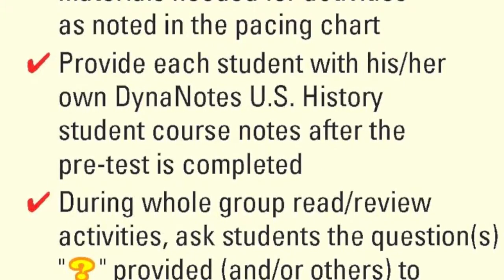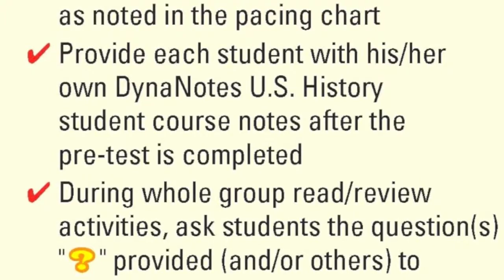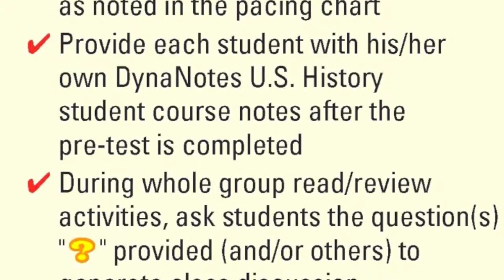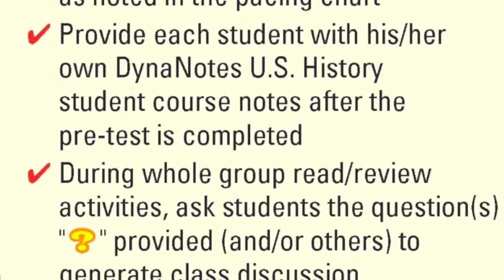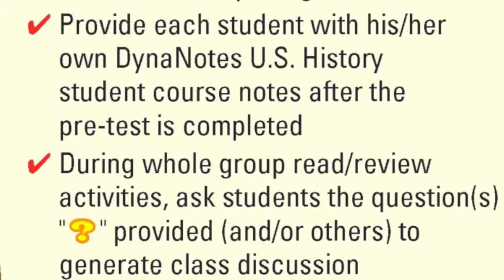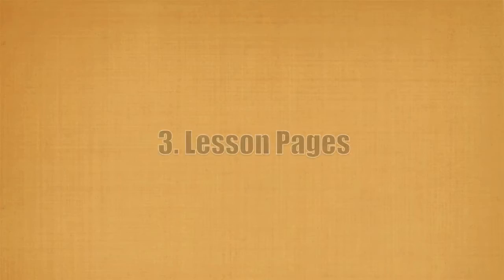Provide each student with his or her own DynaNotes U.S. History student course notes after the pre-test is completed. During whole group read review activities, ask students the questions as indicated by the yellow question mark symbol, or choose a different question in order to generate class discussion.